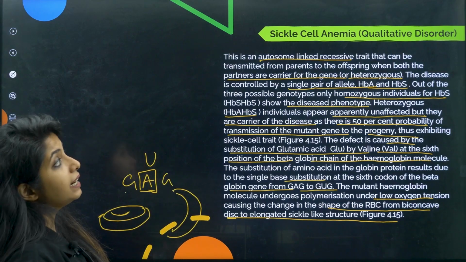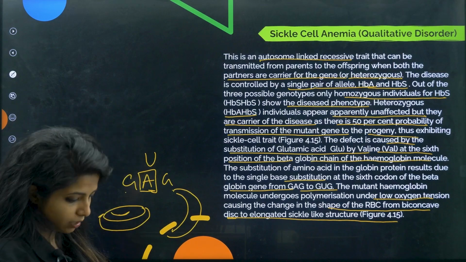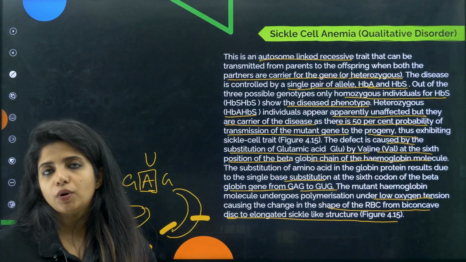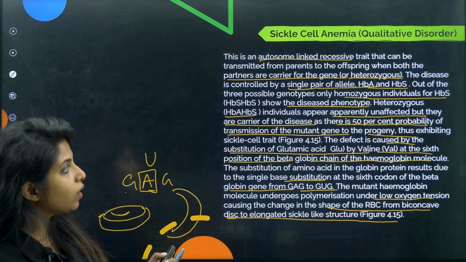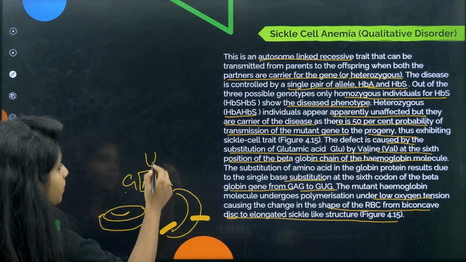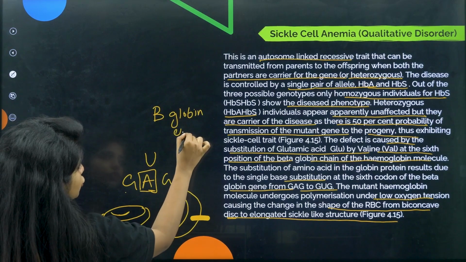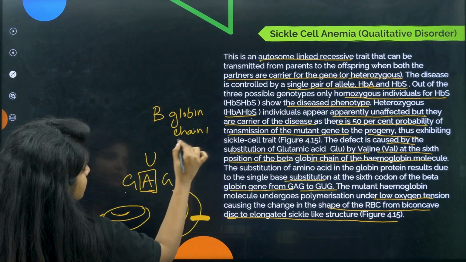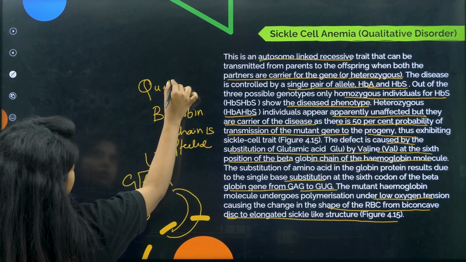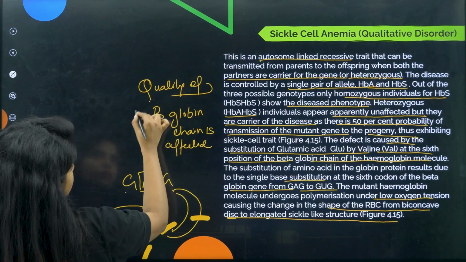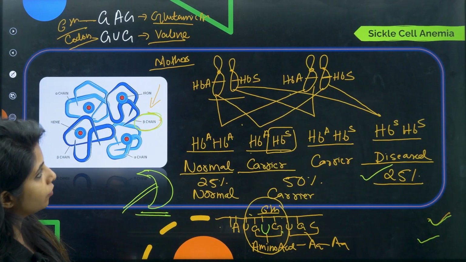And over here it is a qualitative disorder. It is a very important information that I am giving you here. It is what, children? A qualitative disorder. It is not quantitative. Here the quantity of something is not getting disturbed, the quality of beta globin chain is getting disturbed. Okay, the quality of beta globin chain is affected. Fine. Now going ahead, what do we have?